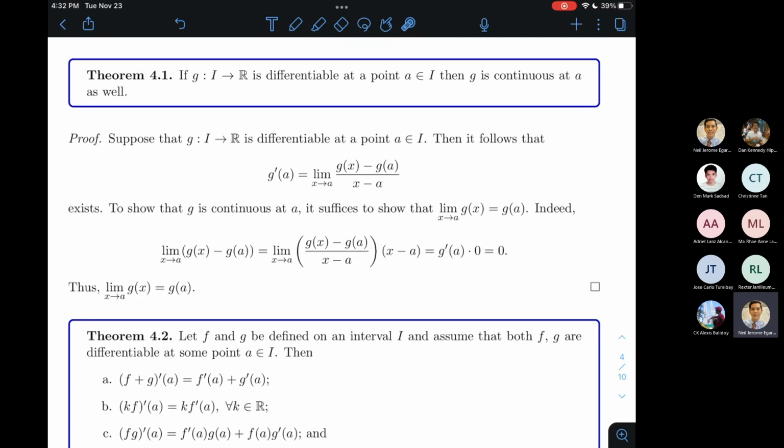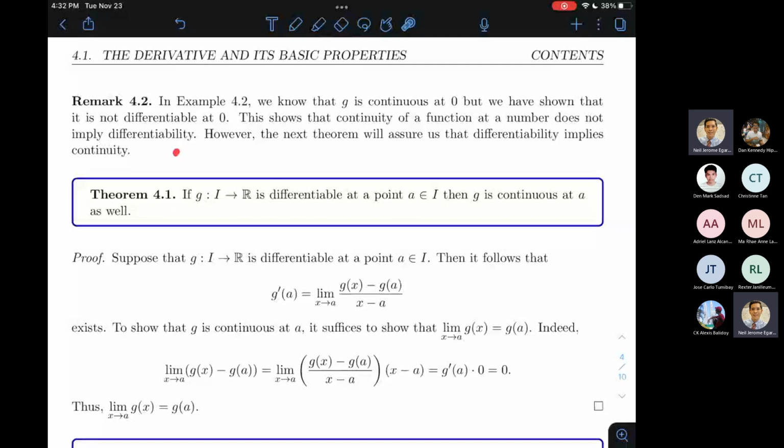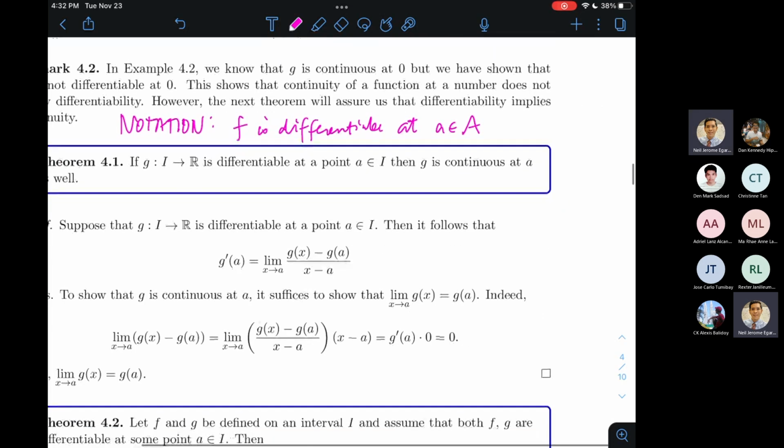Now, okay. Ito pala, mag-insert ako ng notation. Idadagdag ko na lang sa next iteration ng notes. So notation, okay. F is differentiable at a number A in its domain will be written this way. So sulat natin siya na F is differentiable, so curly D at the number A. So when you see something like this, that means F is differentiable at the number A.